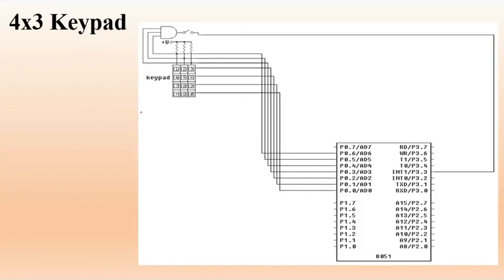So 4 cross 3 keypad means, here you can see we have a keypad. So you can see here there are 4 rows, row 1, 2, 3, 4, and 3 columns. Okay, so that's why it is called 4 cross 3. So first of all, when we have multiple rows and multiple columns, we need to name them so that we can write a program to control them. Okay, so keep an eye here on how this particular system is designed.